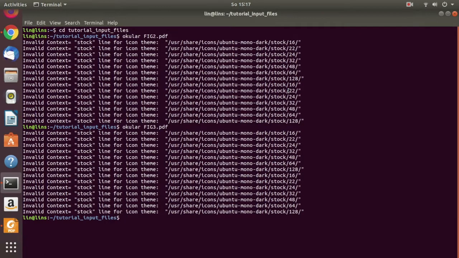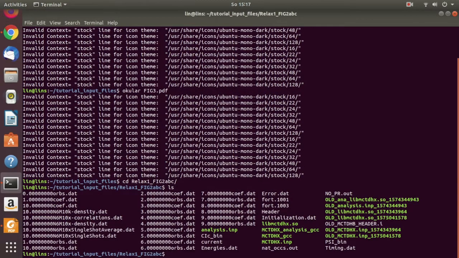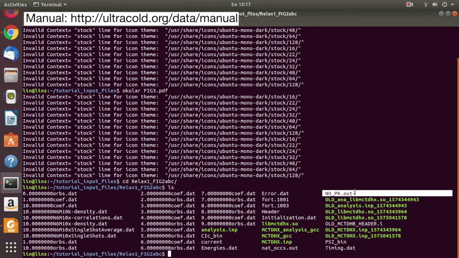As an example, we will go into the folder relax1 fig2 abc. And now we can see that the program has generated many files. An important one is the nopr.out file. In order to know what data this output file provides, we can refer to the manual under this link.